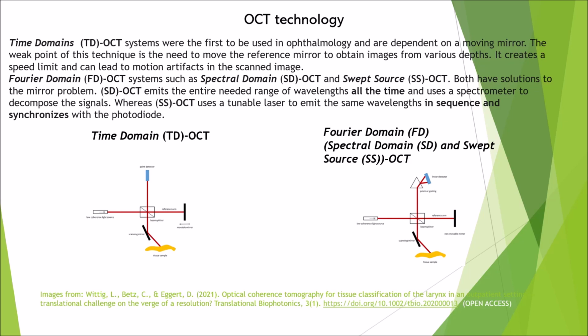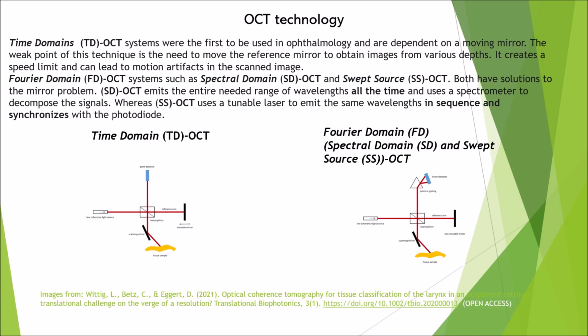Fourier domain systems such as spectral domain and sweep source OCT both have solutions to the mirror problem. Spectral domain OCT emits the entire needed range of wavelengths all the time and uses a spectrometer to decompose the signals, whereas sweep source OCT uses a tunable laser to emit the same wavelengths in a sequence and synchronizes with the photodiode.